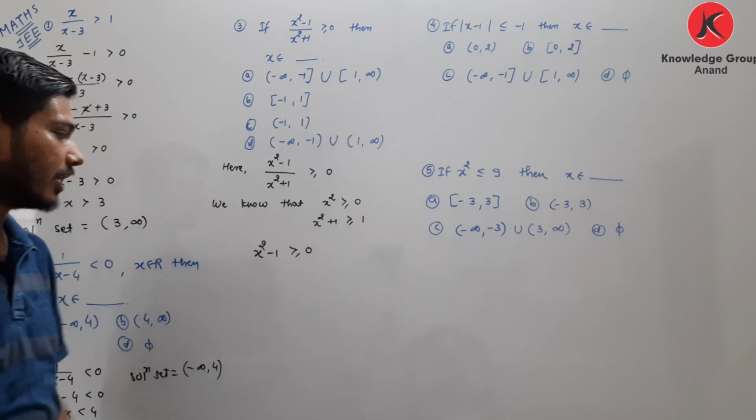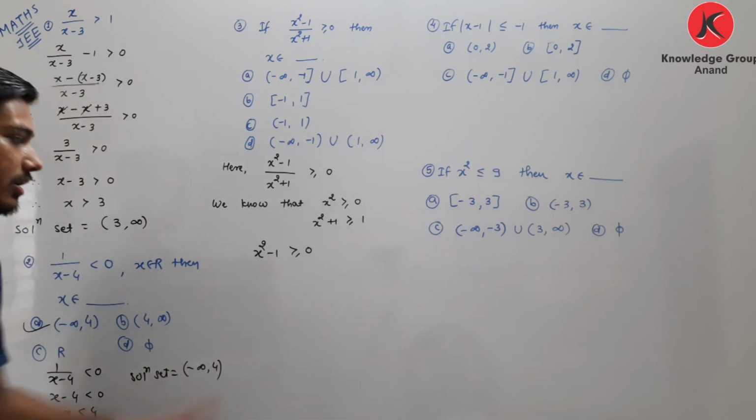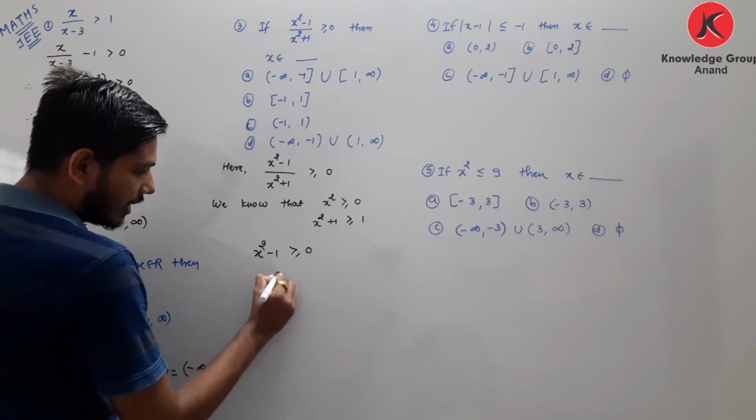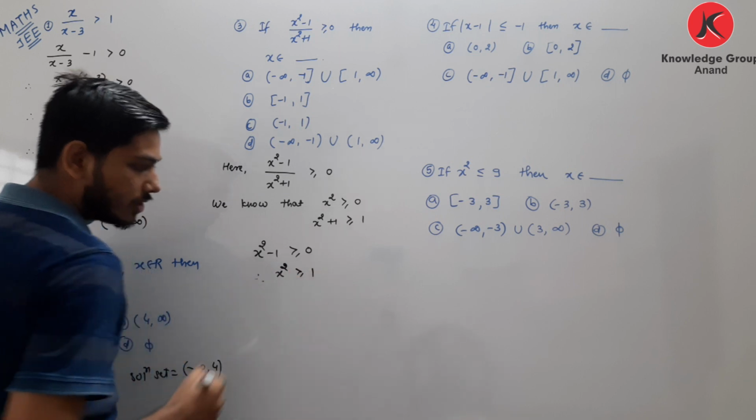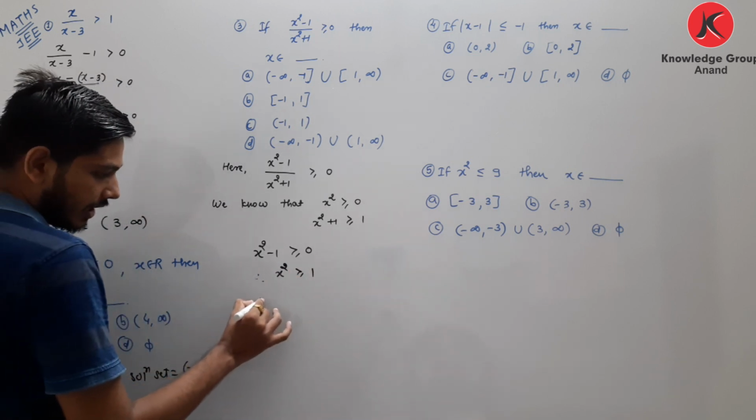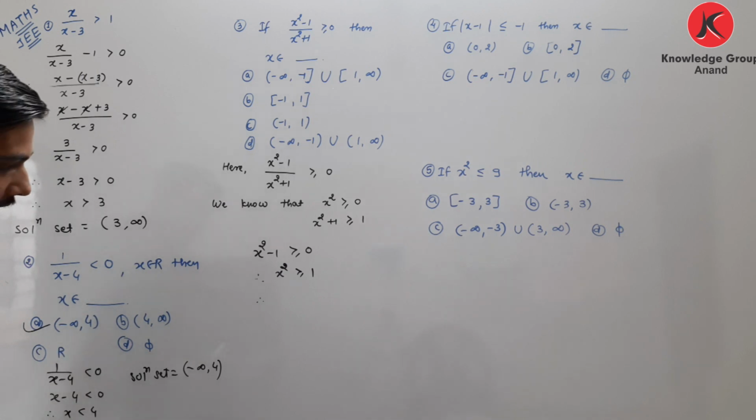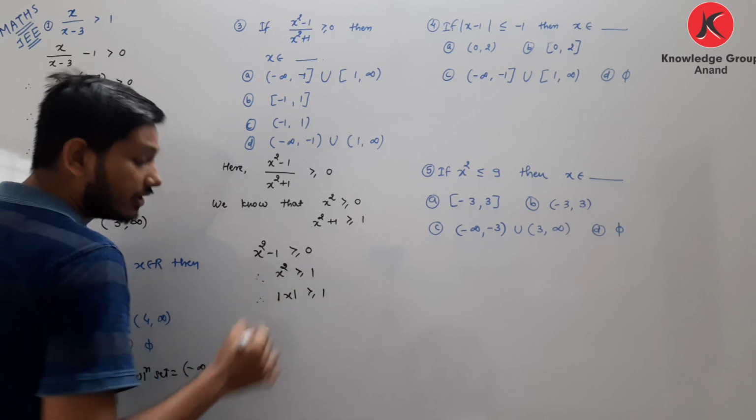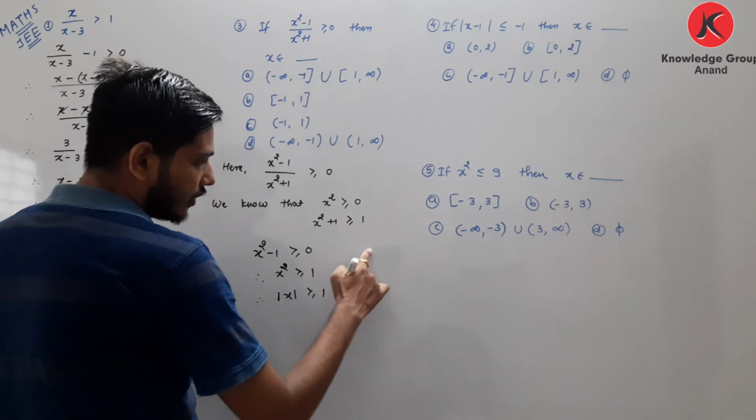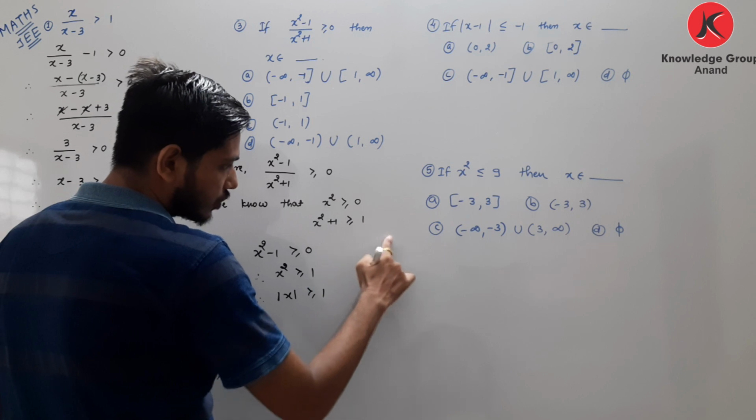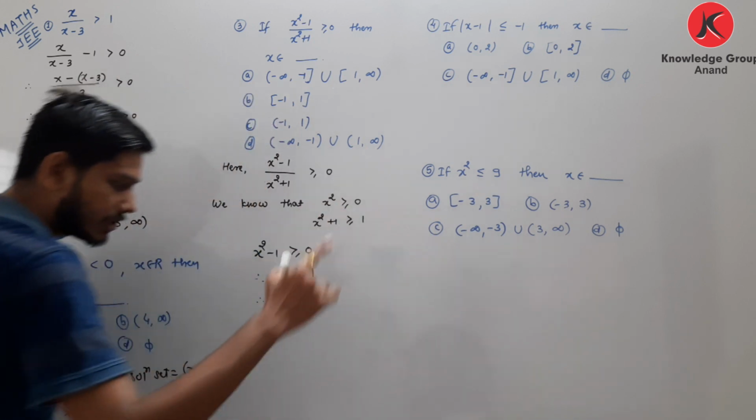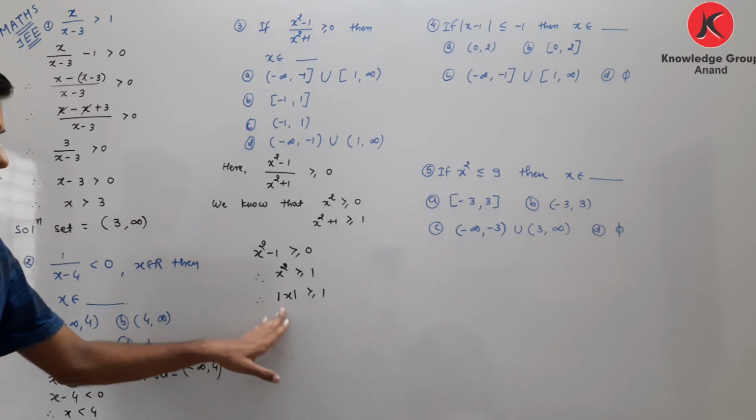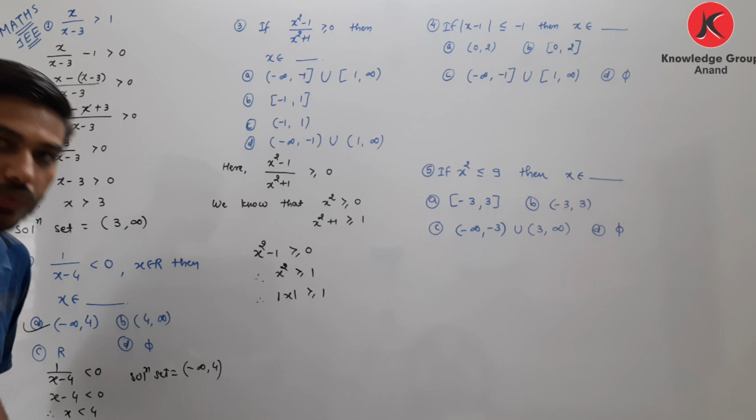Clear? Now here x square minus 1 is greater than equals to 0. Therefore, we can write x square is greater than equals to 1. Now we can take square root on both these sides. Therefore, we are getting modulus x greater than equals to 1. We know that square root of x square is equals to modulus x also. Okay, modulus x is that. Clear? So now, modulus x is greater than equals to 1 here.